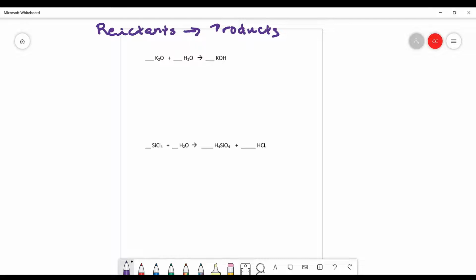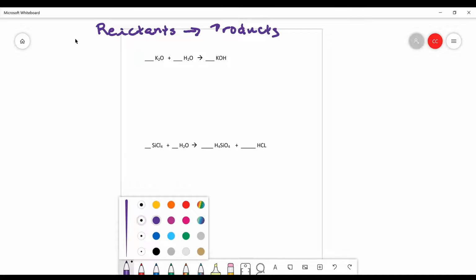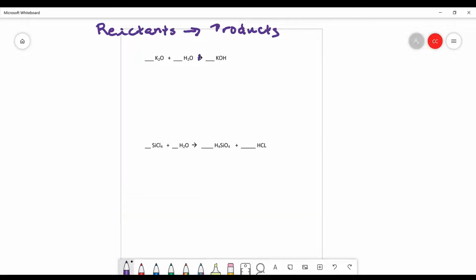Remember, the first thing that we do is draw a line straight down from our arrow. And then we're going to list our elements. On the reactant side, we have potassium and oxygen and hydrogen, and then there's another oxygen.